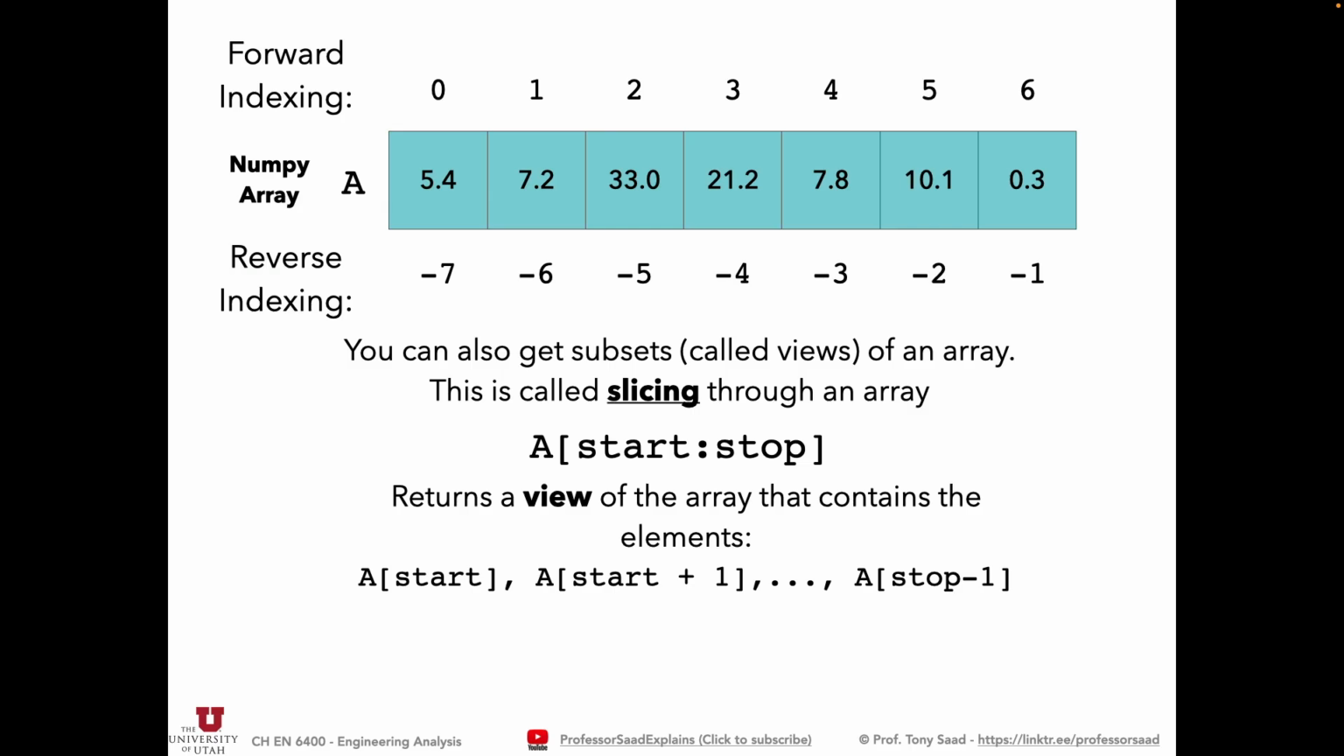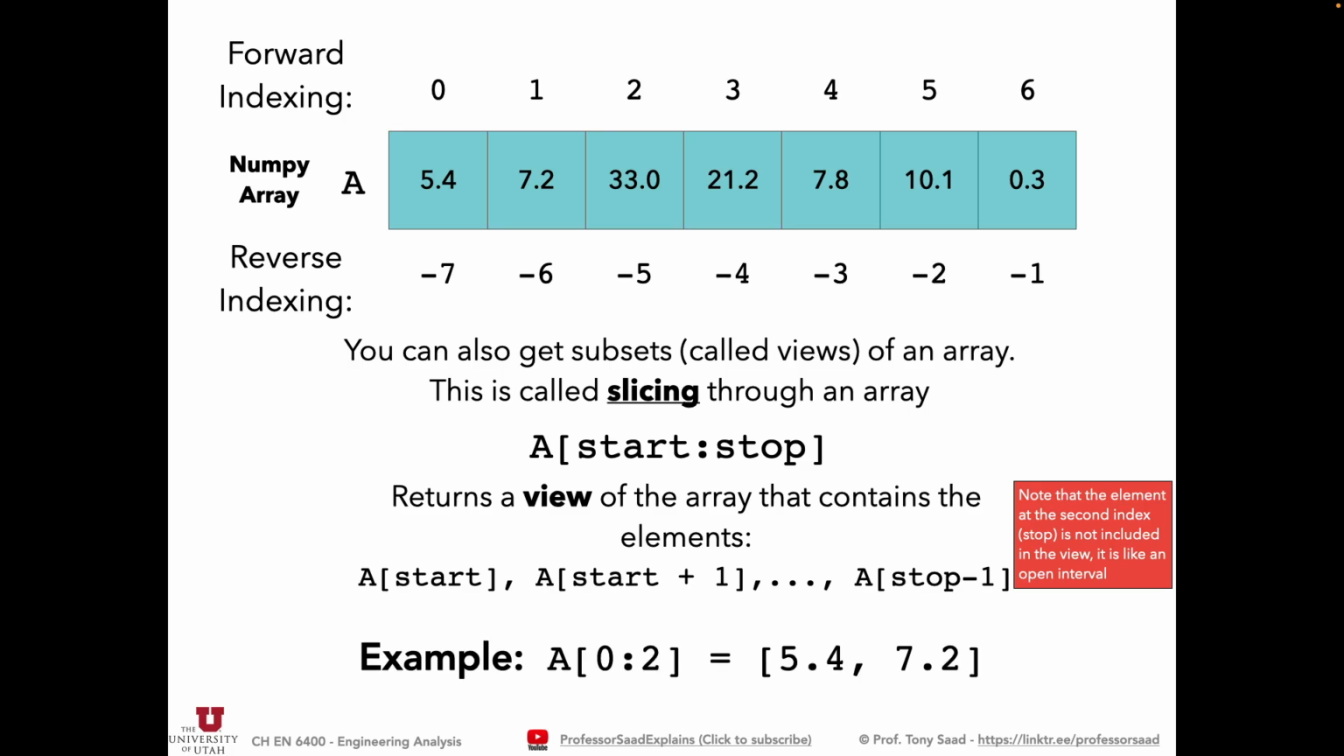Okay? So this returns a view of the array that contains the element A at start, all the way to A at stop minus 1. So remember that. It's like an open interval. Note that the element at the second index is not included in the view that you return. This becomes clearer with an example. So for instance, A[0:2] is going to return A0 and A1, right? It's going to return this.